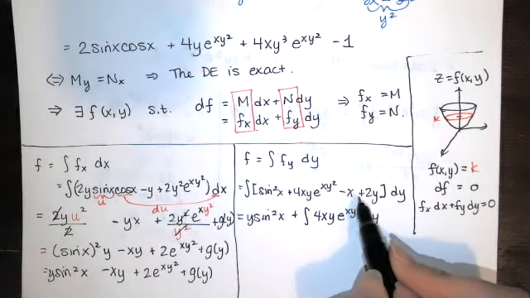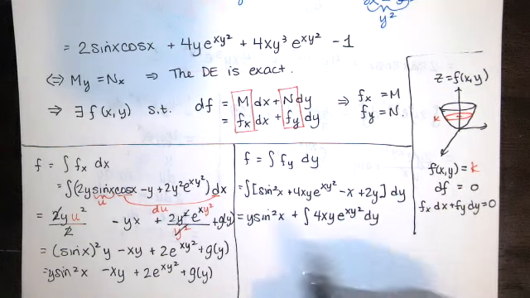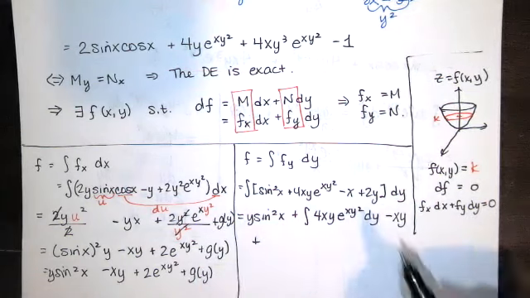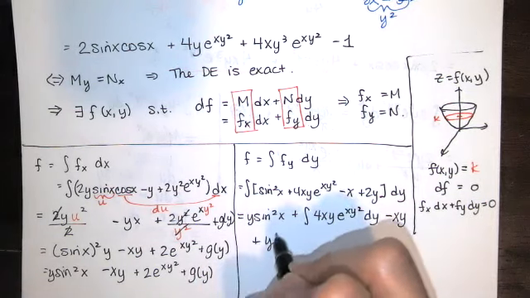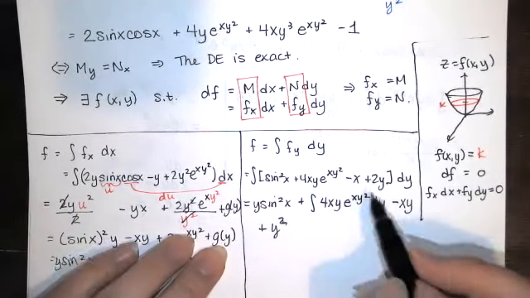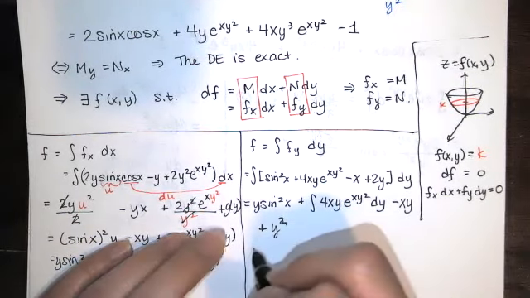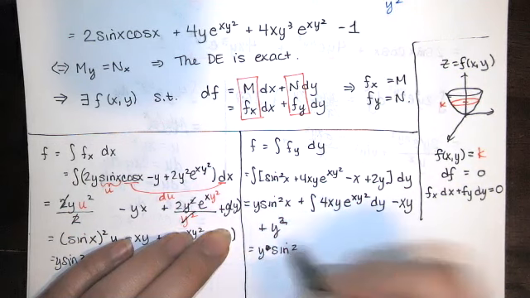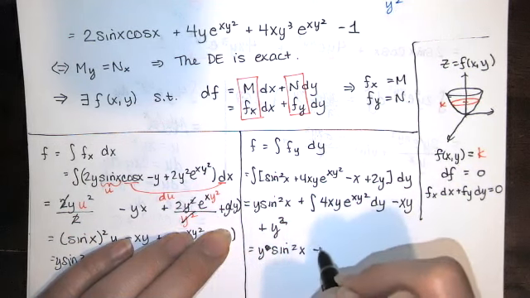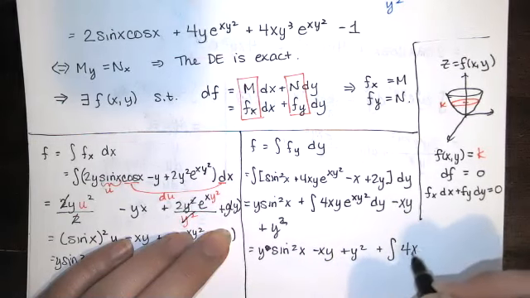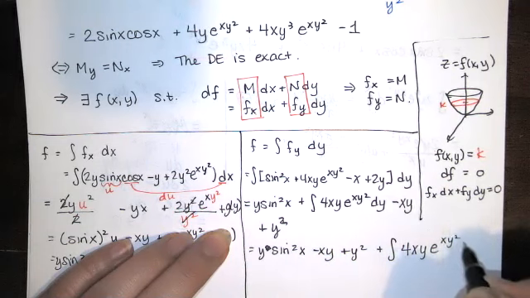The antiderivative of negative x, which is a constant with respect to y, is that constant times y. And the antiderivative of 2y with respect to y is just y squared. And then we're going to add a constant of integration, but I think I'll do that when I evaluate this integral. So we've got y times sine squared x minus xy plus y squared plus the integral of 4xy times this exponential.